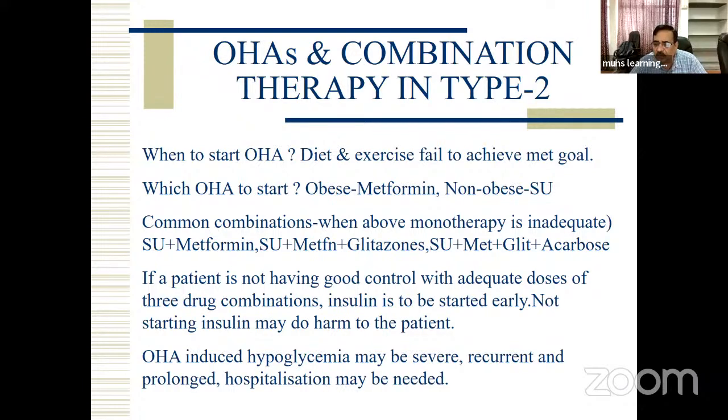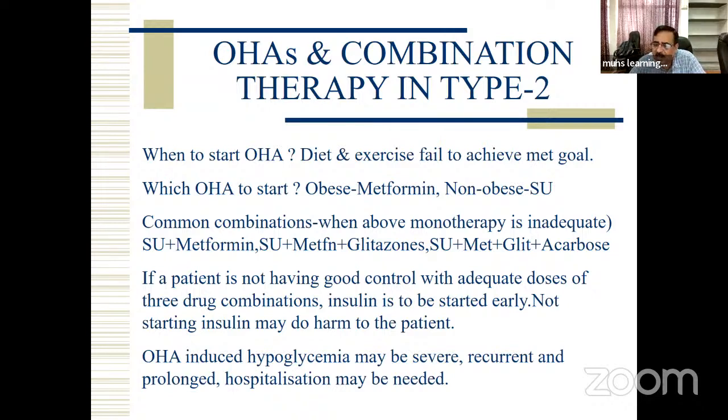So which one do we start? I will give you the targets. If it is less than 8, you can definitely try diet and exercise. For 8 to 10, OHAs must start, and for more than 10, insulin and OHAs must start simultaneously. That is the way we have to think about it. It is not that 1 and 1 makes 2; this is 1 and 1, which makes 11.